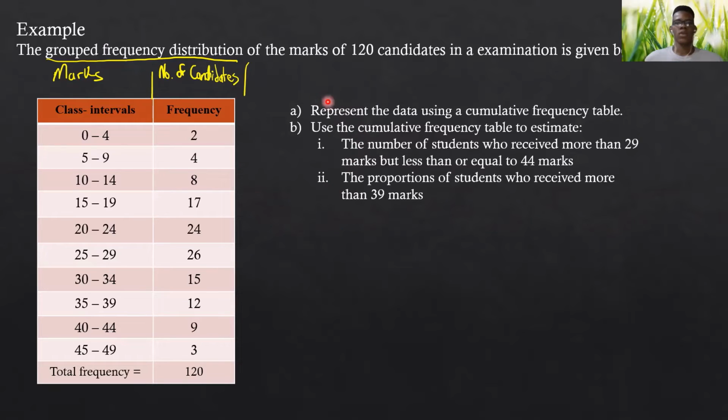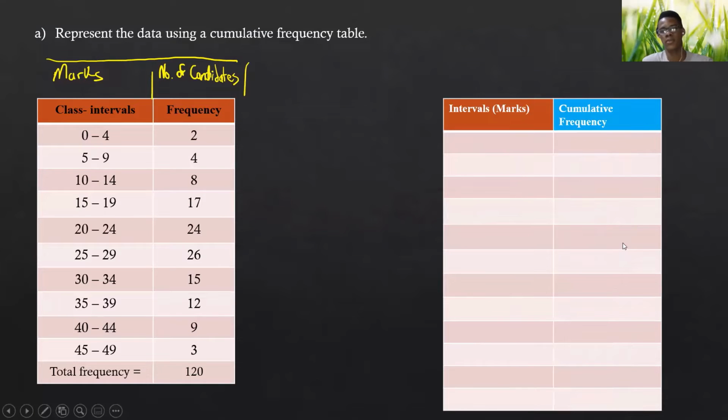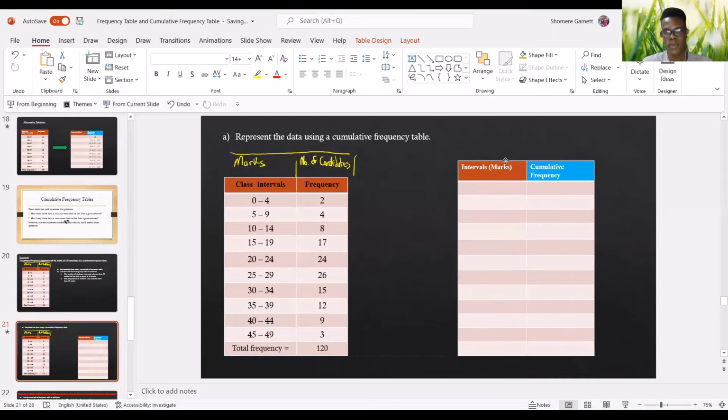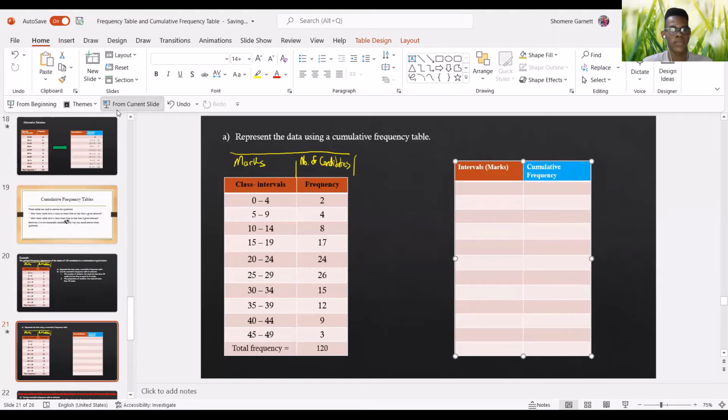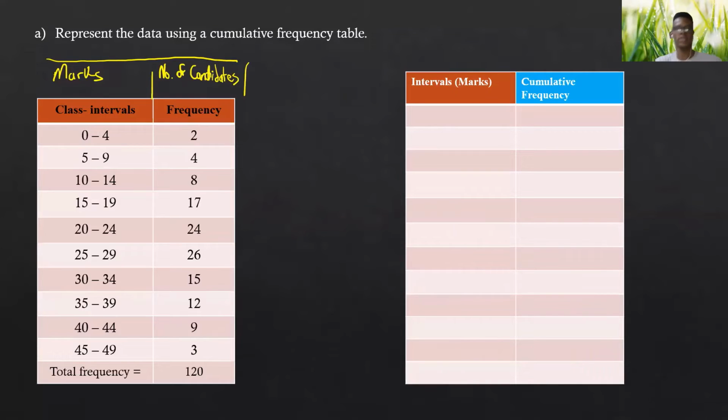So let's move on to the question. Enough of that. The first question asks us to represent the data using a cumulative frequency table. I want to do all the construction in front of you and not have the answers just pop up. Let's take our time and construct. We have our frequency table, so let's construct the cumulative frequency table.